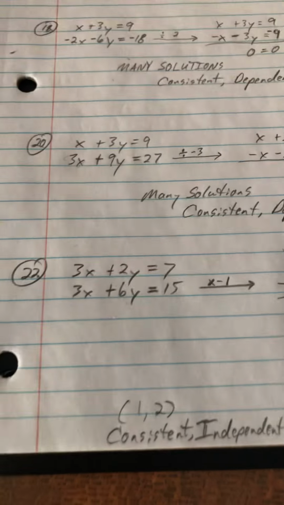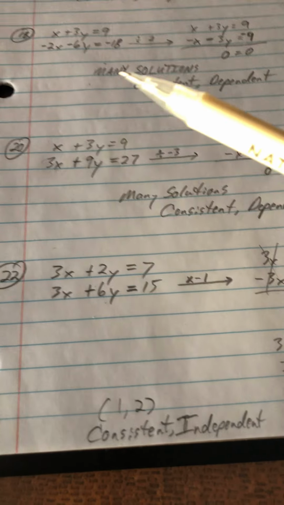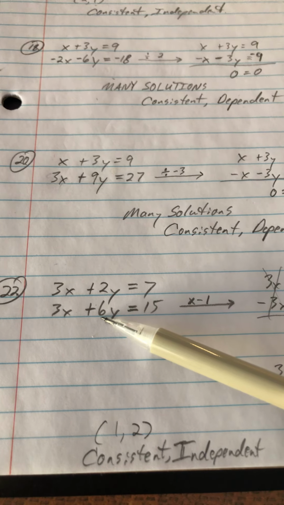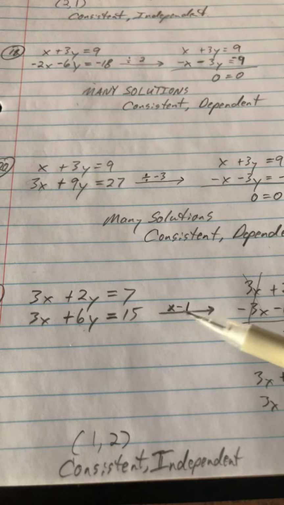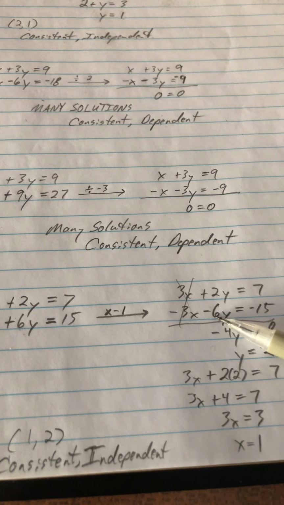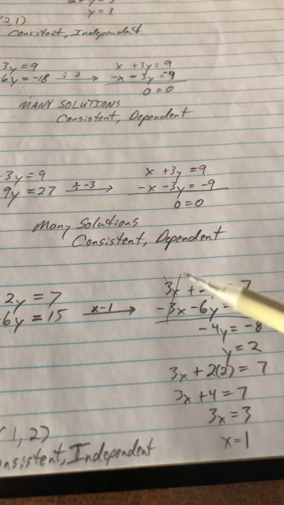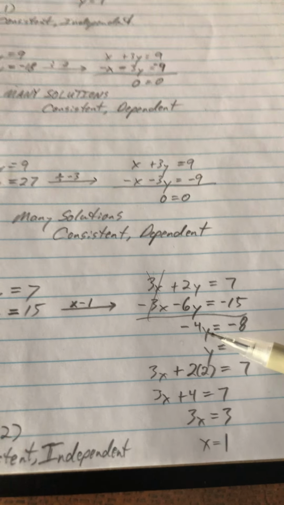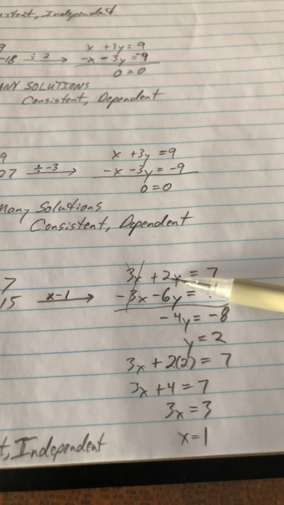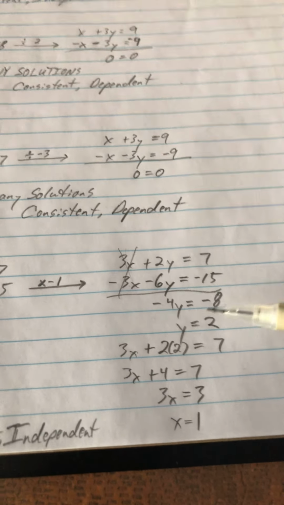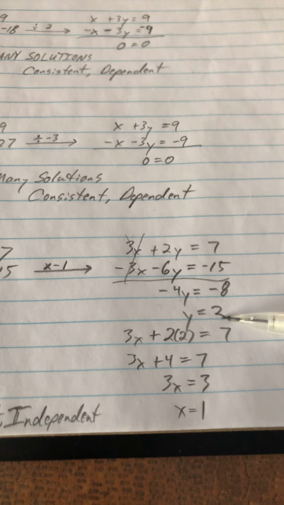For number 22, I ended up manipulating the second problem by multiplying by a -1, and that changed it to this. And when I did that, I was able to get rid of the 3x minus 3x, so that's why they call it the elimination method. So I'm now with -4y equals -8. I solve for y, my y becomes 2.